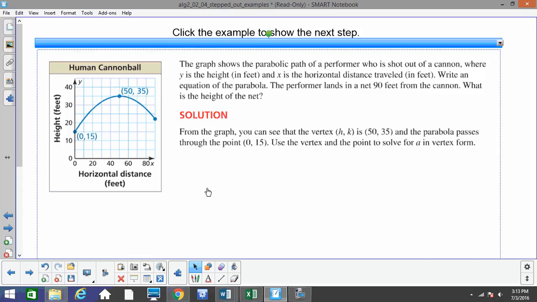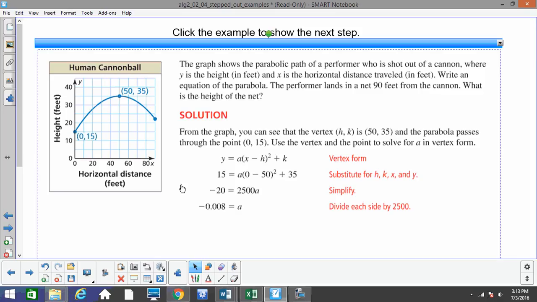So, from the graph, we can see that the vertex is (50, 35), so they're giving us that. And they're also giving us a point of (0, 15). So I would use vertex form. We know a point, which would be your x and your y, (0, 15). We also know the vertex, which would be your h and your k. What we don't know is the a, so we're going to have to solve for a. Do that, and you get negative 0.008. That makes sense that it should be negative because it's opening downward.